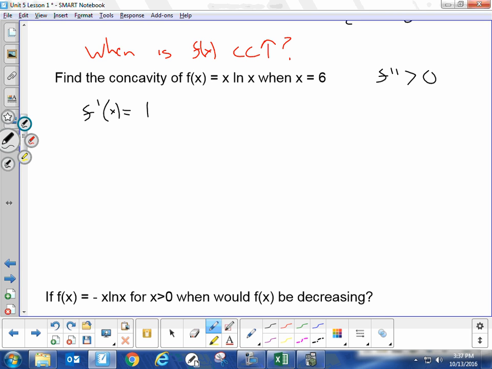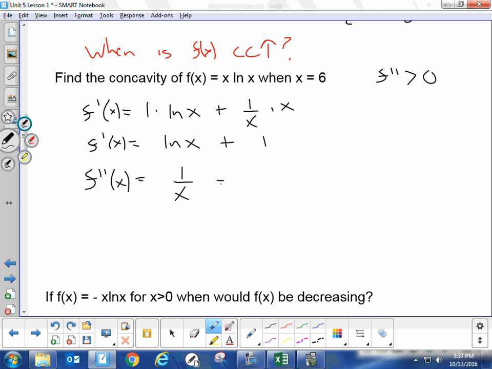My first derivative, using the product rule, yeah, this will work, simplifies to be just log x plus 1. And then I take the second derivative, and I just get 1 over x. Well, we need to set this equal to 0, or see when it's undefined. We get one critical point for that second derivative when x is 0.